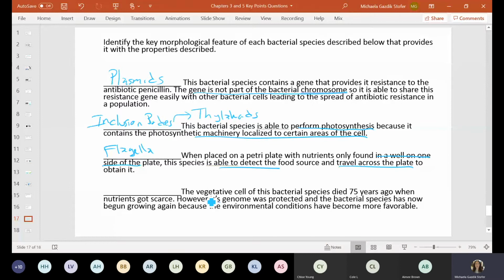And then this last one has a vegetative cell that died 75 years ago when the nutrients got scarce, but its genome is protected. And so what structure was it that was able to protect bacterial genomes and last for years and years and years? Those were the endospores.